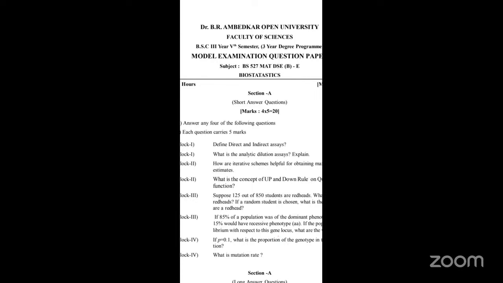And this is the one paper. We will check whether the first two units have any questions that come in this paper. Define direct and indirect assays. What is the analytic distribution of dilution assays? How is the iterative scheme helpful for obtaining the maximum likelihood estimate? We did not explain maximum likelihood, but direct and indirect assays I explained. Please read; 5-mark questions come in the final paper.